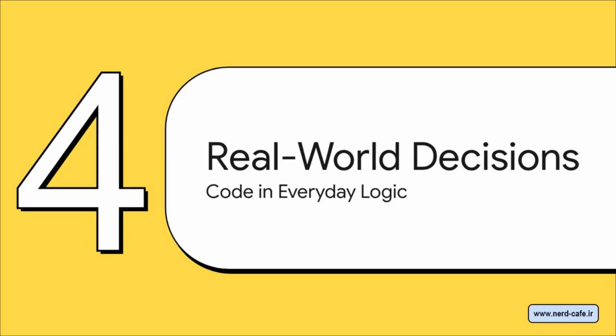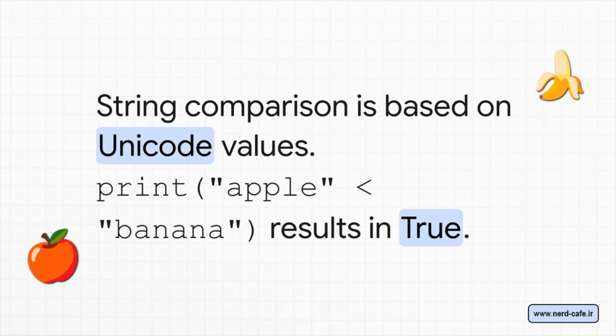Now, this might seem a little abstract, but these simple true or false answers are what drive decisions you run into every single day. Let's connect the dots. And get this, it isn't just for numbers. This is exactly how alphabetical sorting works. See, behind the scenes, every letter has a numerical value. So when the computer compares apple and banana, it's really just checking if the value for A is less than the value for B, which it is, so the whole thing is true.